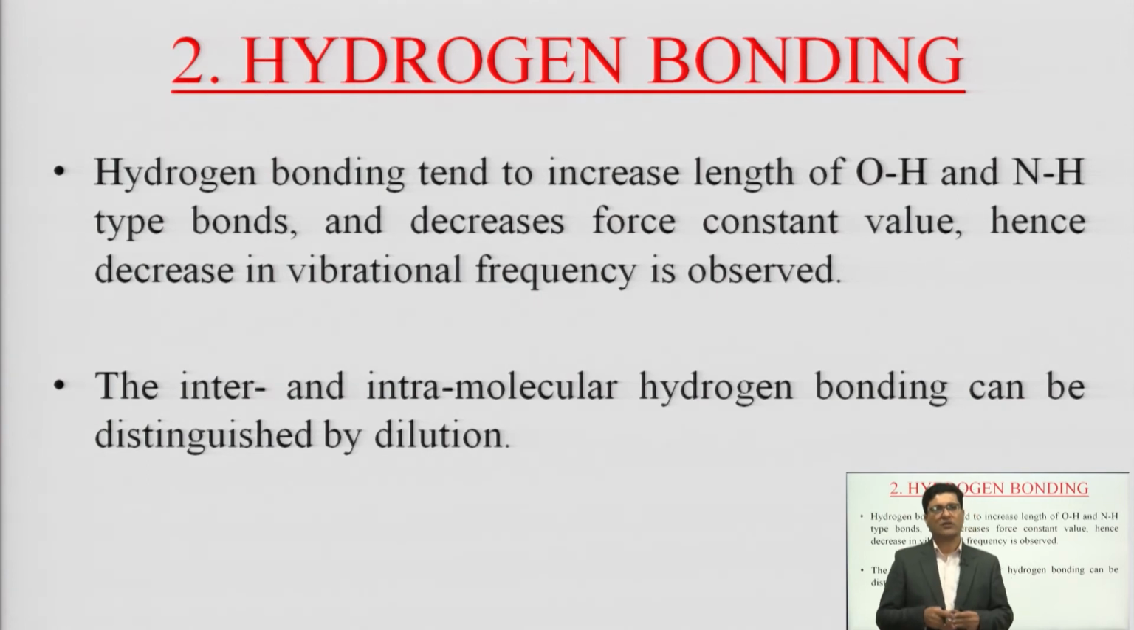So, intermolecular and intramolecular hydrogen bonds can be distinguished from each other with the help of an IR spectrum by diluting the sample. So, after diluting, if there is a change in the spectrum pattern of the OH or the NH, then we can clearly say that the hydrogen bonding is of intermolecular type, because intermolecular hydrogen bonding, we all know, is concentration dependent.